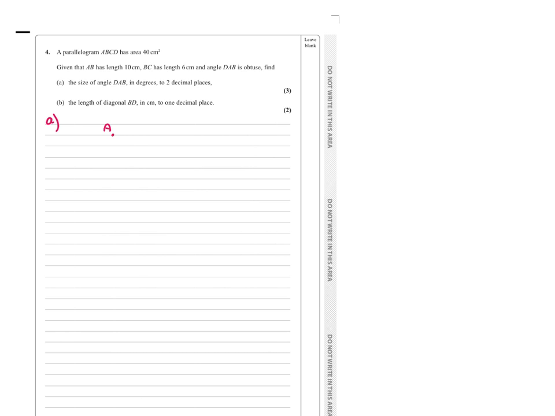So this is A, B, C, and D. So we know AB is 10, BC is 6, DAB is obtuse. Okay, it's a parallelogram, so we know that opposite sides are the same. Find the size of the angle D.